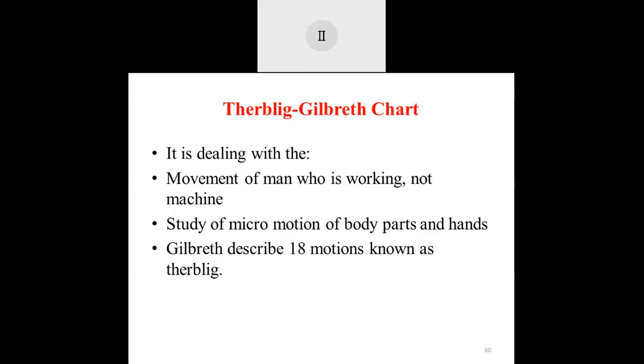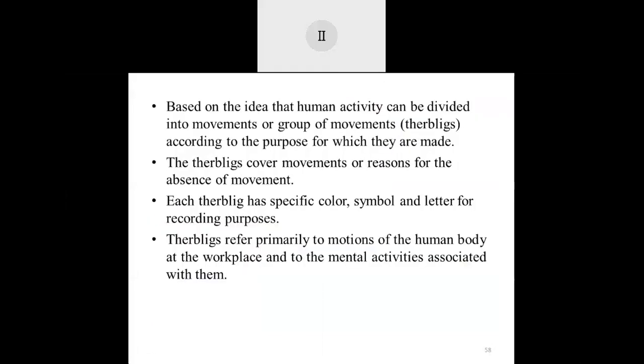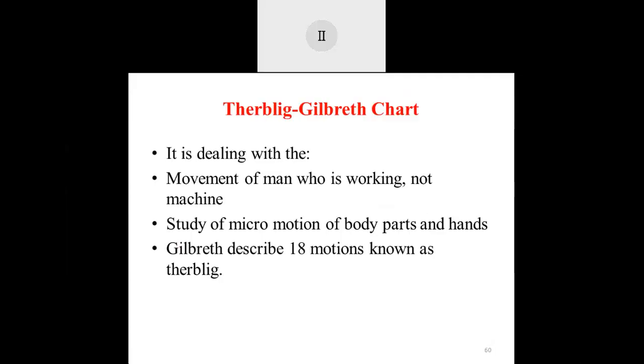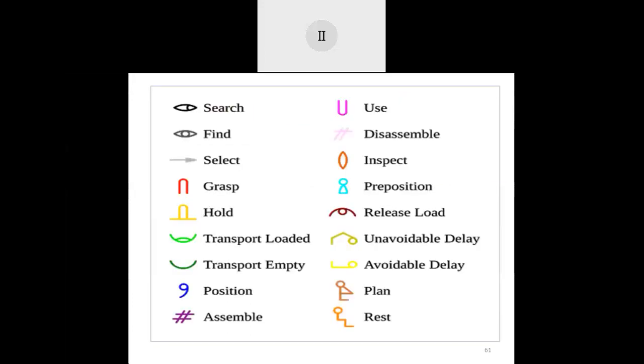So Gilbreth describes 18 motions, which are known as Therbligs. He described 18 different kinds of motions, and each motion is a small group of movements. In the previous slide we discussed that human activity is divided into movements or groups of movements, which are known as Therbligs. So Gilbreth suggested 18 different types of these small micro motions, also known as Therbligs. Okay.